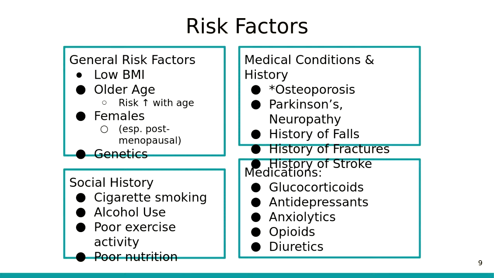Certain medications affect how strong your bones are. So glucocorticoids inhibit bone formation. Taking a lot of those will weaken bones, and things like antidepressants, anxiolytics, opioids, and diuretics also contribute.